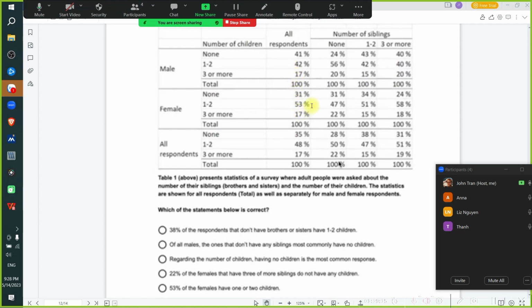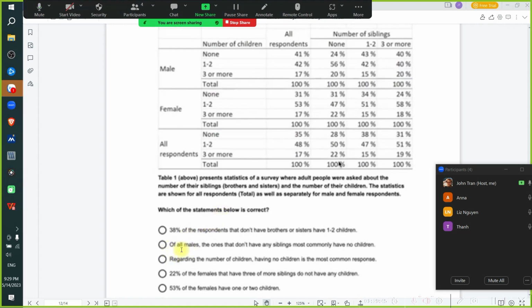So it's actually 38. Where's the 38? Here. 38% of respondents don't have brother sister. It means none. Cho nên là none nè, không có nè. So they have one or two children. This is correct. The first one is correct, right? Cái câu đầu tiên là đúng rồi. But they ask which of the statement below, there can be more than one, isn't it? Có thể có hơn một câu đúng nha.